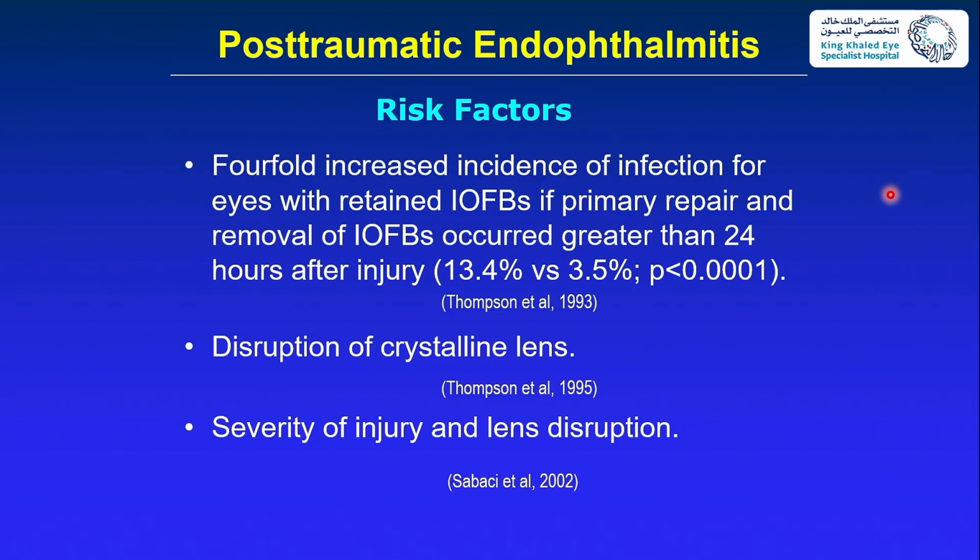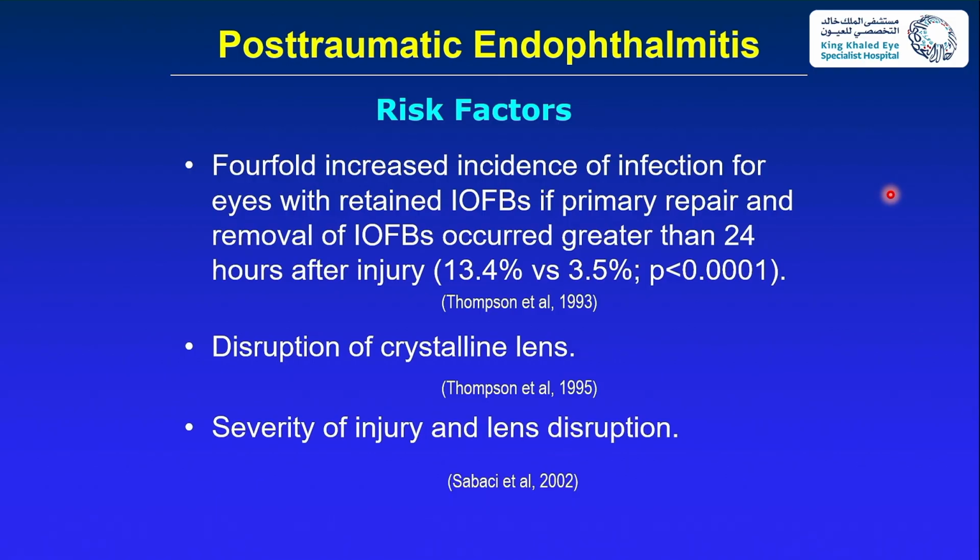Another study showed a 4 times increased incidence of infection for eyes with intraocular foreign body if primary repair and removal of the foreign body is delayed more than 24 hours. This is again another risk factor for traumatic endophthalmitis, delaying the primary repair. This study showed that if you delay closing the globe and removal of the foreign body more than 24 hours after injury, this increases the risk: 13.4% versus 3.5%.